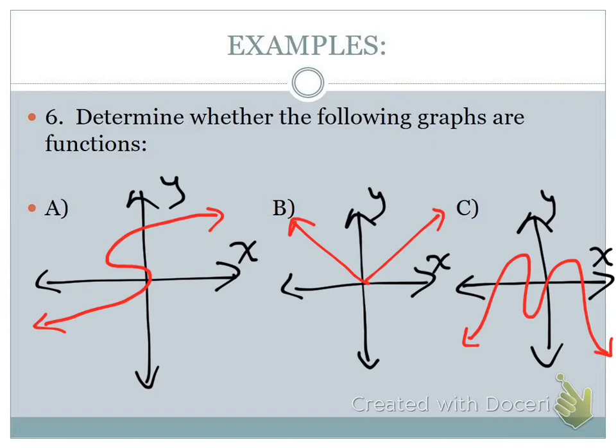So for A, if I start over here on the left and I make a vertical line, that vertical line only touches my graph at 1 point there. So far it's passing. But if I jump into the middle here and draw a vertical line, then how many times is that vertical line touching the graph? 3 times. Because it touches it 3 times on this vertical line, it fails the vertical line test. A is not a function.